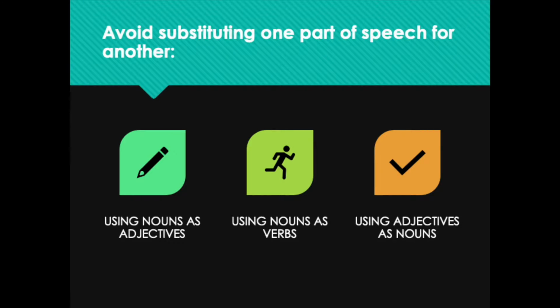The next topic we are going to discuss is how to avoid substituting one part of speech for another part of speech. And this problem is something that I do commonly see in scientific writing. Some examples of this problem are using nouns as adjectives, using nouns as verbs, and using adjectives as nouns. Now this probably doesn't make sense until we talk about some examples. So let's get into some examples here.